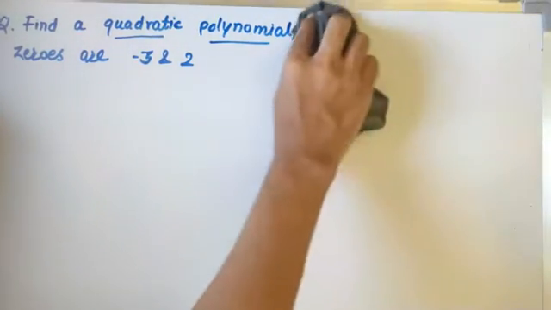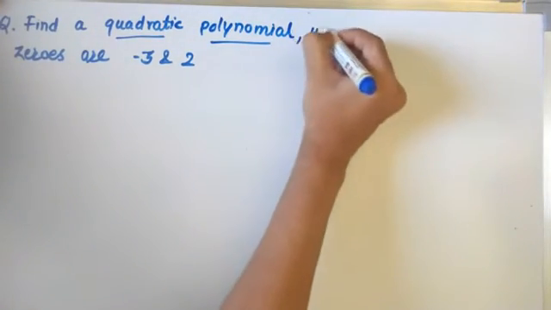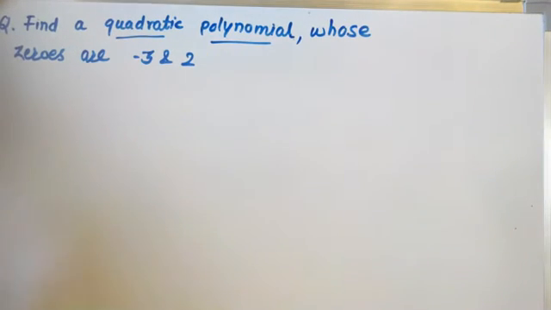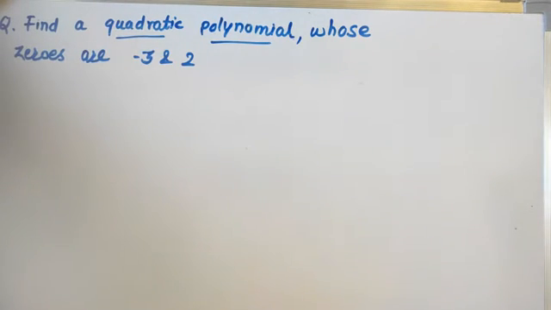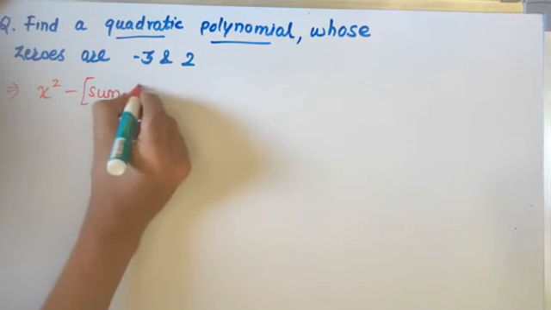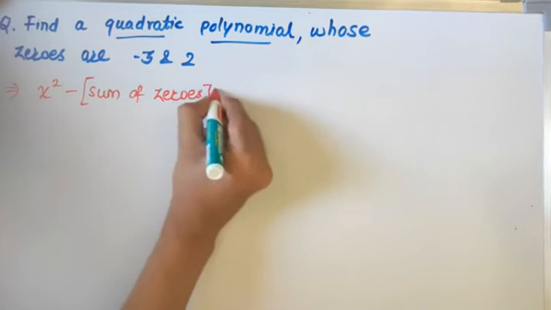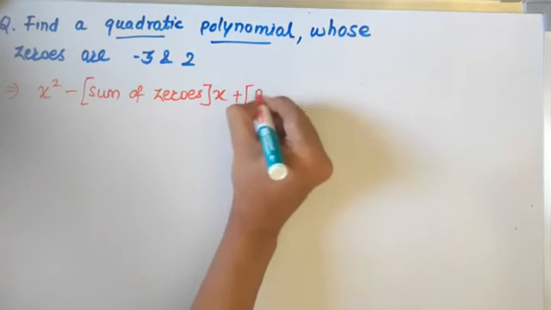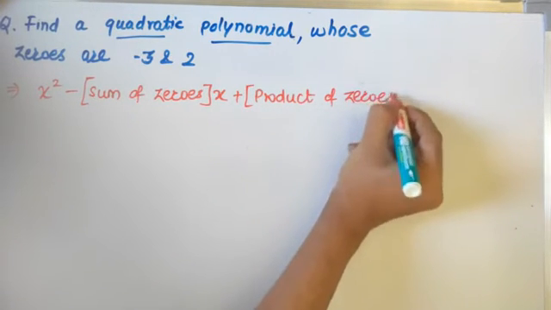Let us change this just a little bit. Find out the quadratic polynomial whose zeros are given. This time, not the sum and product. These are the zeros. So, our basic formula is the same. What is our basic formula? X square minus sum of zeros into x plus product of zeros.